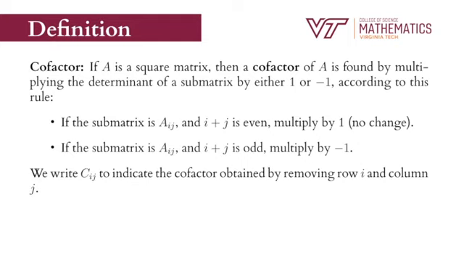Cofactor. If A is a square matrix, then a cofactor of A is found by calculating the determinant of the submatrix and then multiplying that determinant by either a 1 or a negative 1 according to this rule. If the subscripts add up to an even number, then we multiply the determinant by 1, which doesn't change it. But if the subscripts add up to an odd number, then we flip the sign and multiply by negative 1. And we use a capital C to indicate a cofactor.